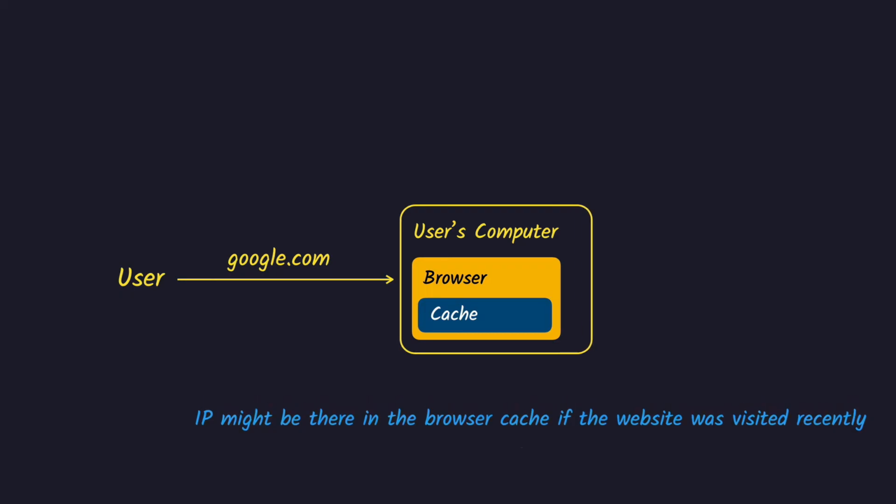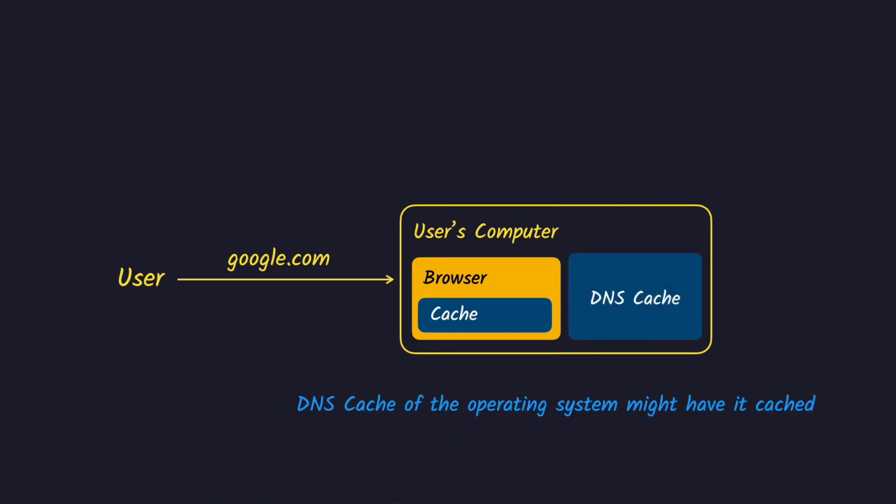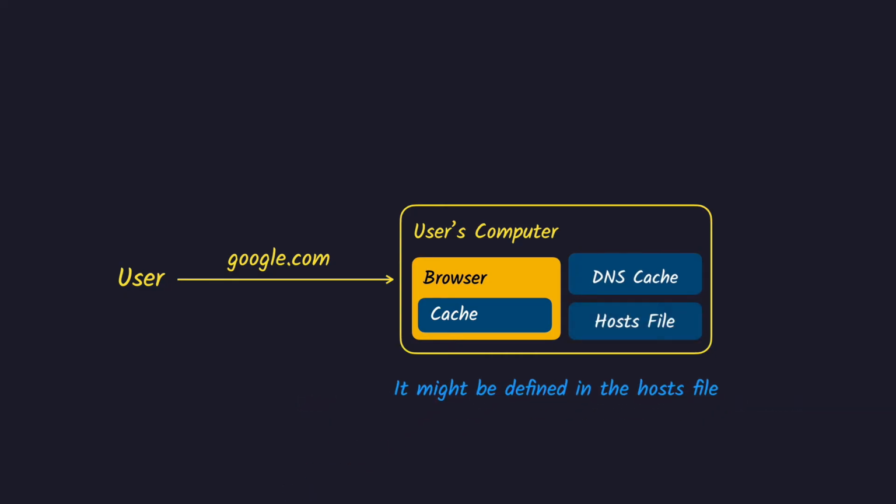If it doesn't find it there, then it will look at the DNS cache and see if we have the IP address there. And if it is also not there, then it will look at the host file to see if we have a mapping from the domain name to the IP address defined there. If it is able to find the IP address in any of these places, it will load the website from there, and it will not do any of the next steps that we will mention now.